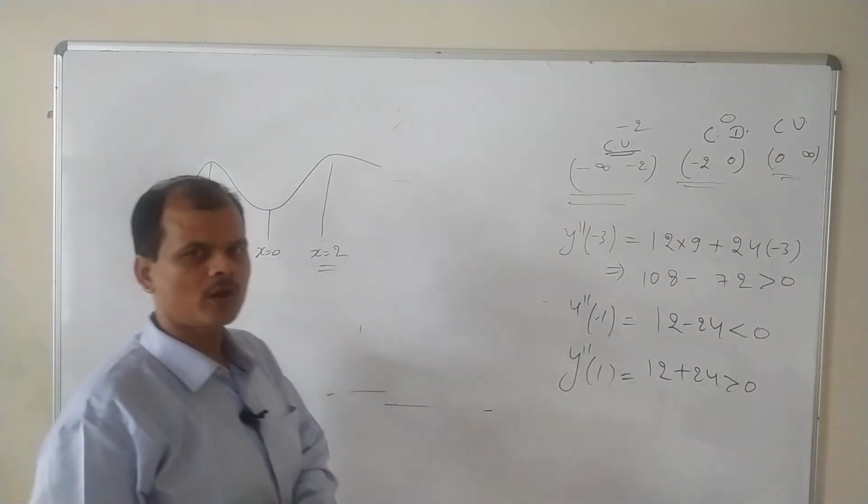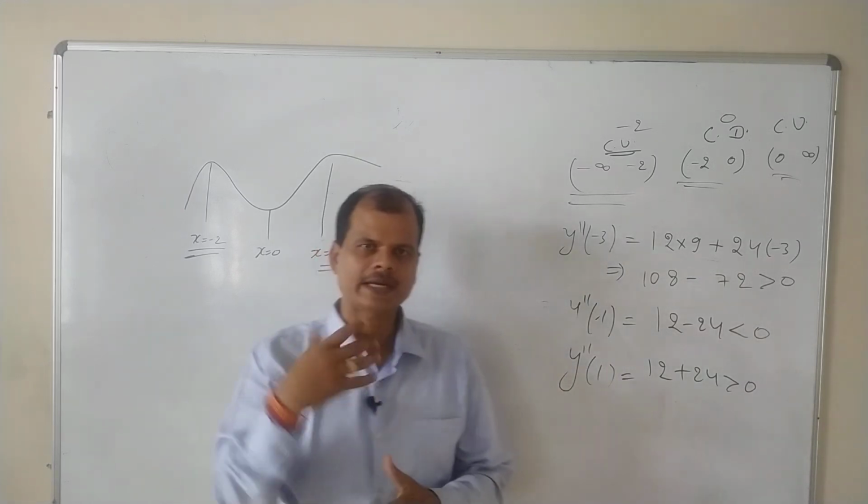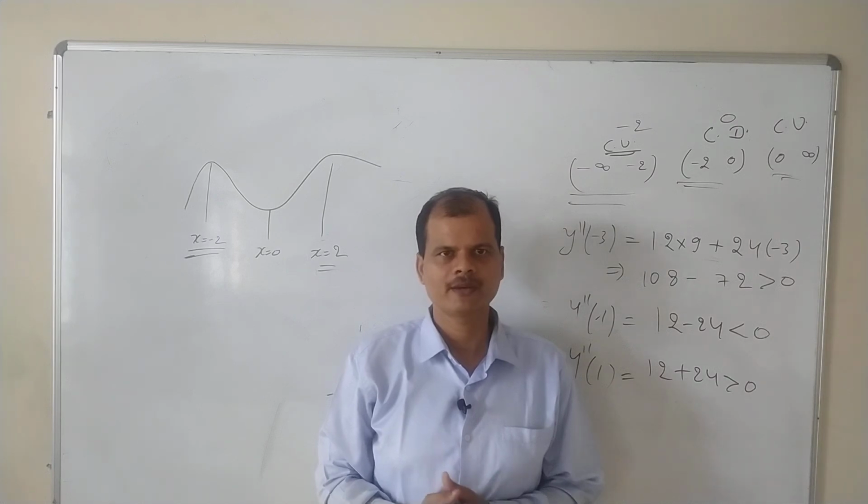So we have solved 2 problems and we have seen what the point of inflection is and how concavity changes based on the sign of the double derivative.